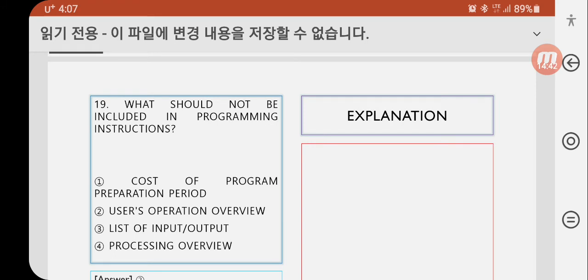Which of the following examples is not included in the program instructions? Number one, cost of program preparation period. Number two, user's operation overview. Number three, list of input output. Number four, processing overview. Answer is user's operation overview.